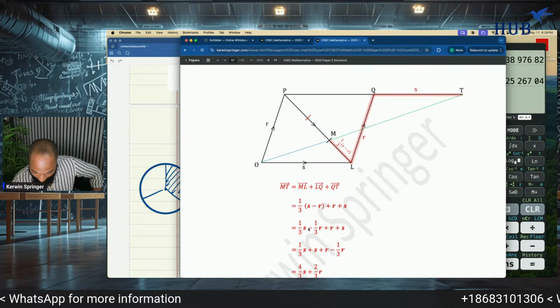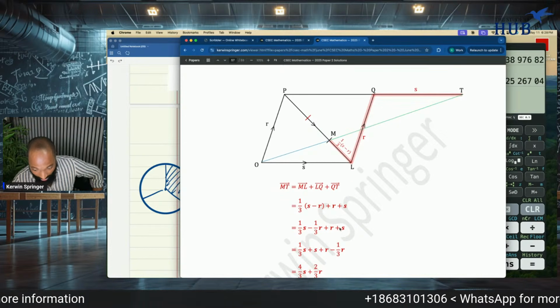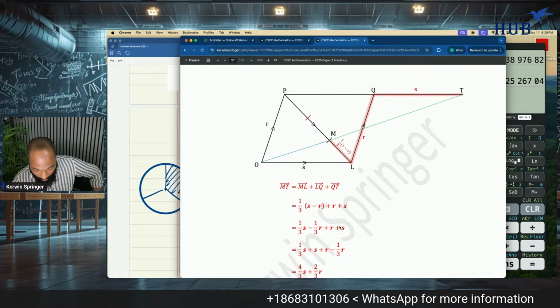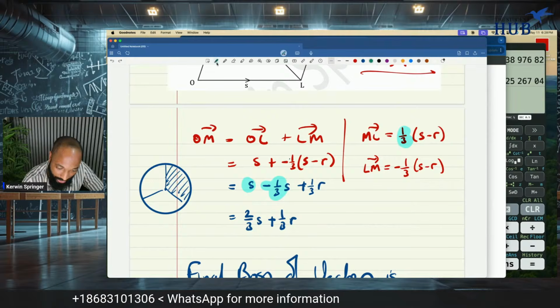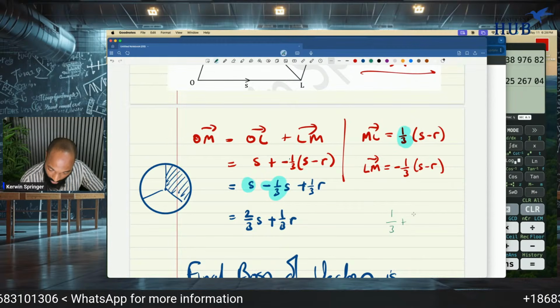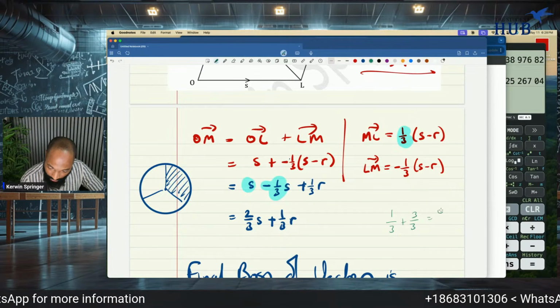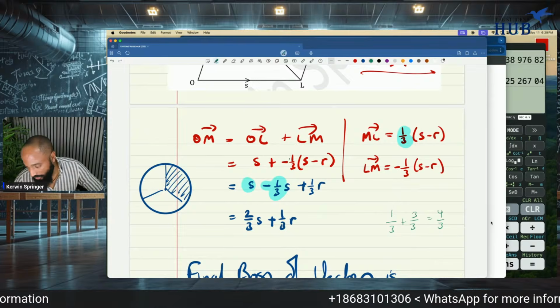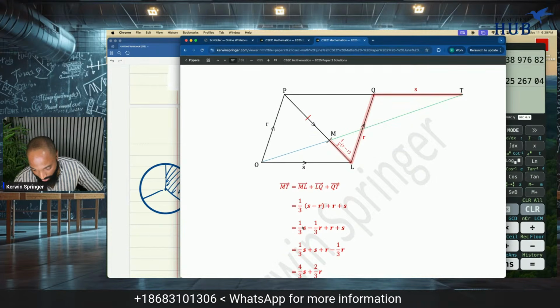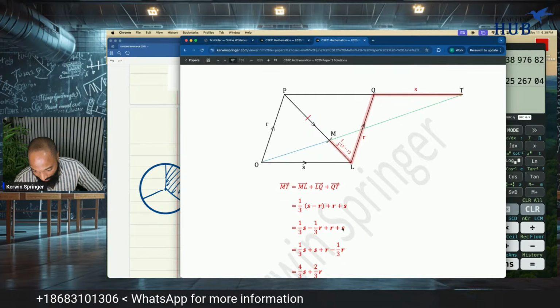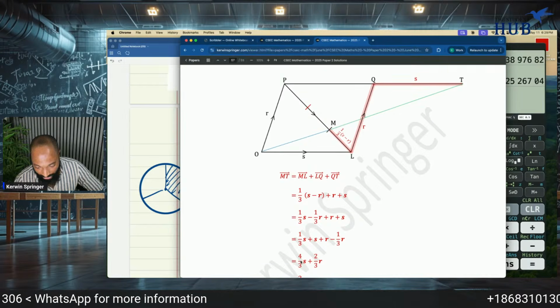So this is 1/3 S plus S. It looks a little scary, but 1/3 plus 1 is 4/3. 1/3 plus 1, which is 3/3, is 4/3. You can put it in your calculator too if you're worried about how you'll do it in the exam. 1/3 plus this 1 here is 4/3. So that's why I end up with 4/3 S.